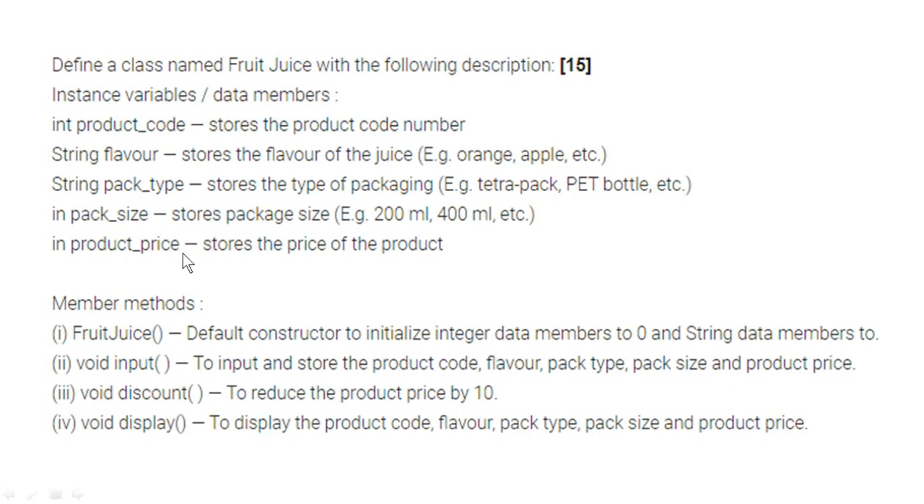Next, int product_price. So you have to specify the product price. It stores the price of the product. Okay, this is what you are going to do. That is, you are going to declare the instance variables which are given in the description.